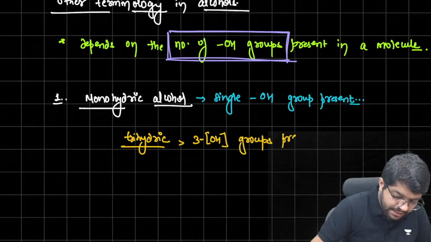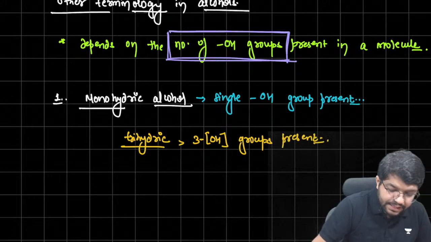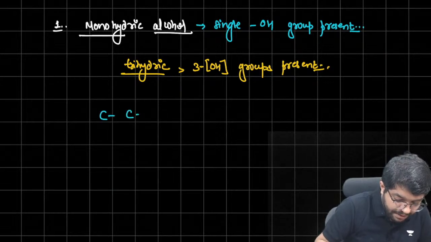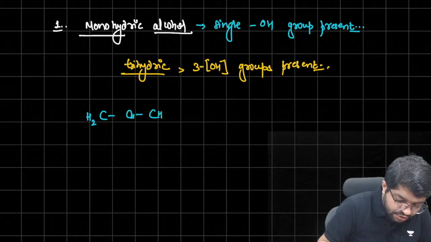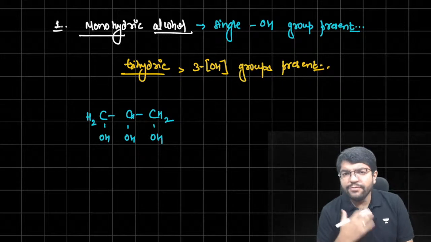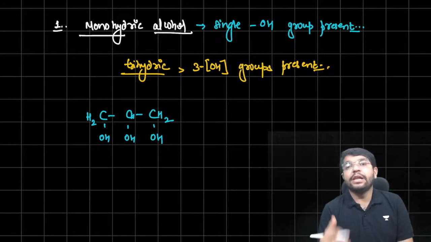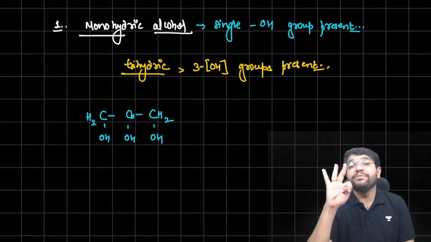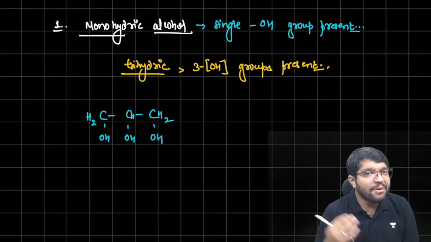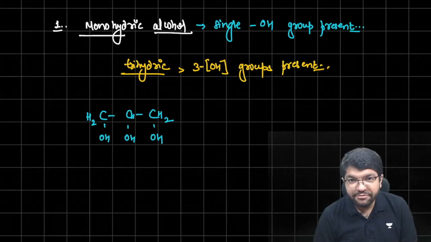As an example, carbon, carbon, carbon, which is CH2, CH, CH2, with OH, OH, and OH. So this is a trihydric alcohol, or we can say a polyhydric alcohol, with the number of OH groups being 3. So the definition depends on the number of OH groups that you have.